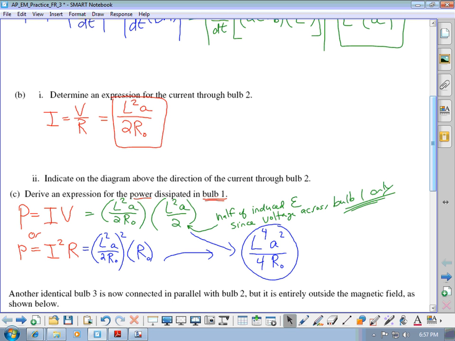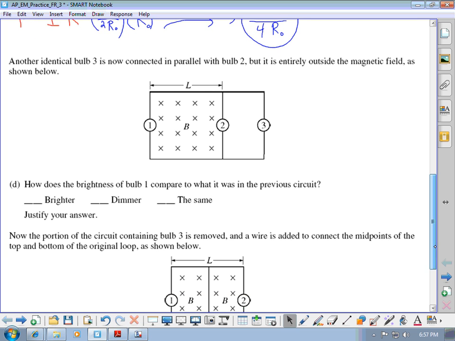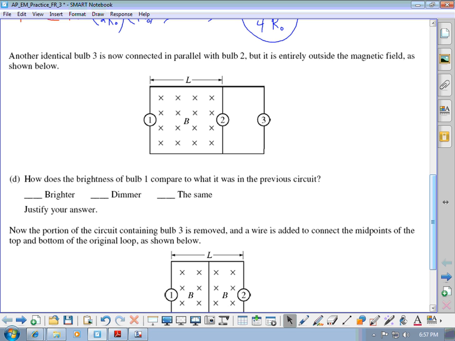Those three parts, again, those were fairly quick parts. Those three parts are the calculation parts. Now they get into some conceptual things, which were pretty tricky, but if you really understand induced EMF and you really understand properties of circuits, then you can get them.